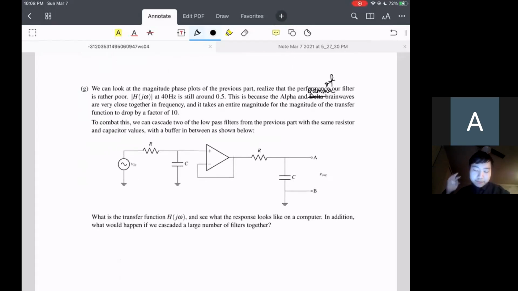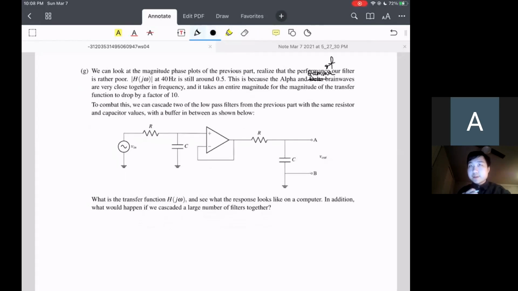Okay, so we want to find the transfer function of this circuit and try to find out what the response looks like. In addition, what's going to happen if we cascade a large number of filters together? Using the same technique that we deployed in question 1, we know that the transfer function is just the product of the two transfer functions corresponding to the two filters involved. So that's going to be equal to the transfer function of the low-pass filter squared, and that's going to be 1 over (1 plus j omega RC) squared.